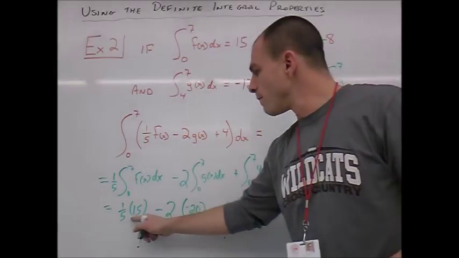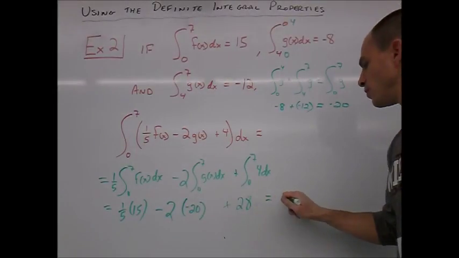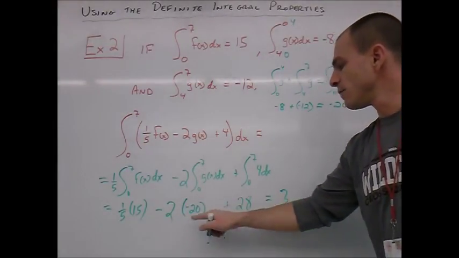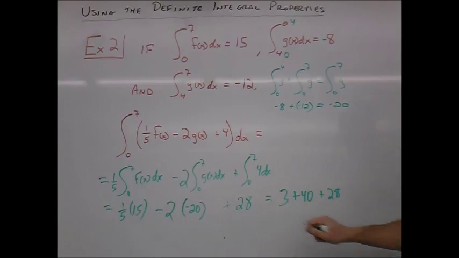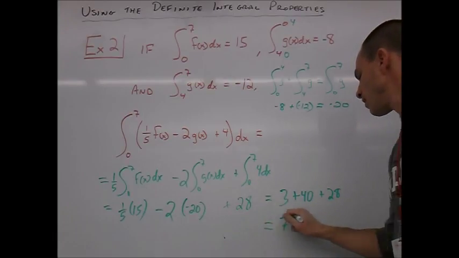Okay, so here we go. 1/5 of 15, we know that that's equal to 3. And then negative 2 times negative 20 means we're going to add 40 there. And then we have to add 28 more. So 43 plus another 28 will give us a final answer of 71.